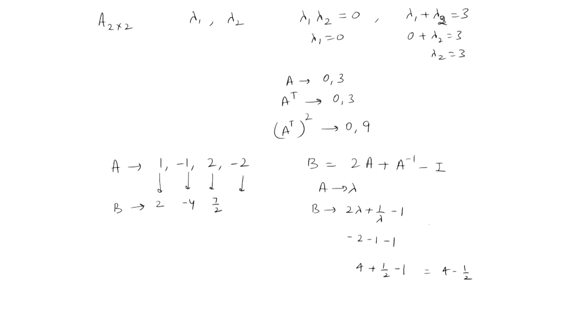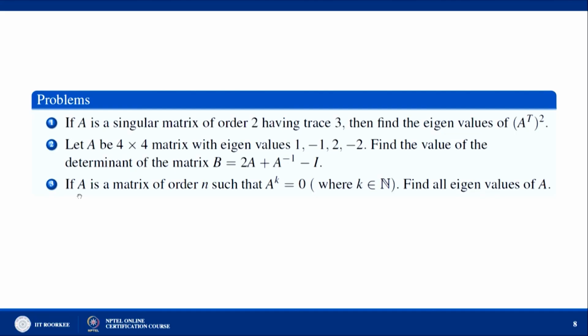Corresponding to minus 2, it is minus 4 minus 1 by 2 minus 1, that is minus 4 minus 3 by 2, that is minus 11 by 2. So these are the eigenvalues corresponding to B. So the third problem is simple.